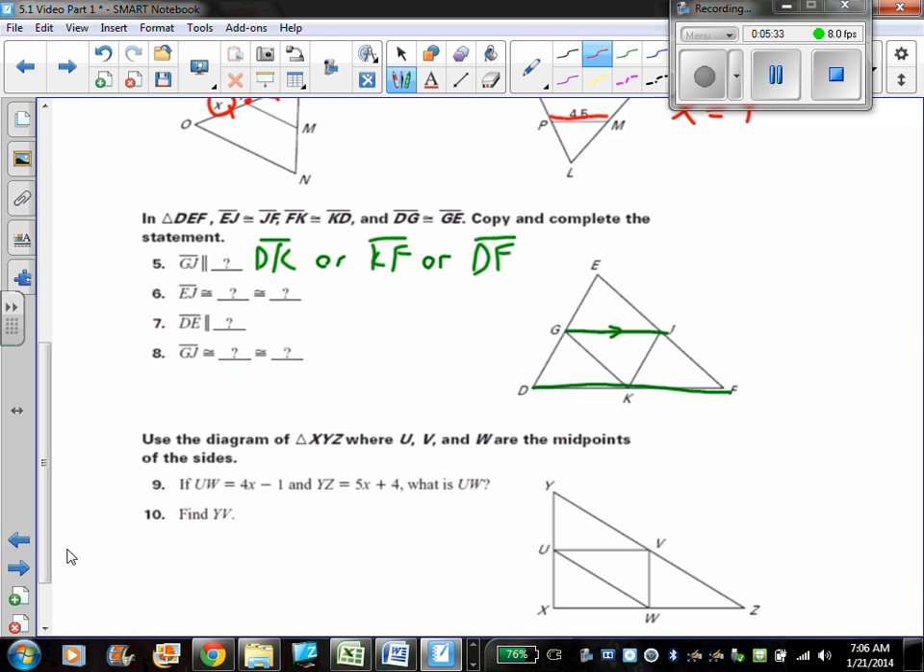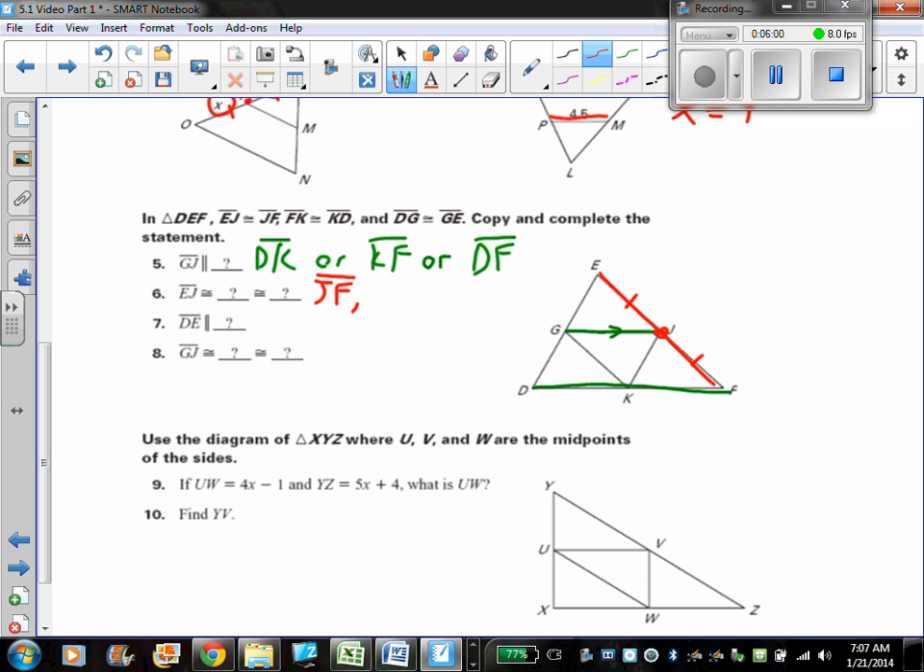For the second one, we're told about EJ, and we need to find segments that are congruent to it. Well, remember that J is a midpoint of EF. So what that means is EJ is going to be congruent to JF. But they ask us for two answers here. So what would the other one be?